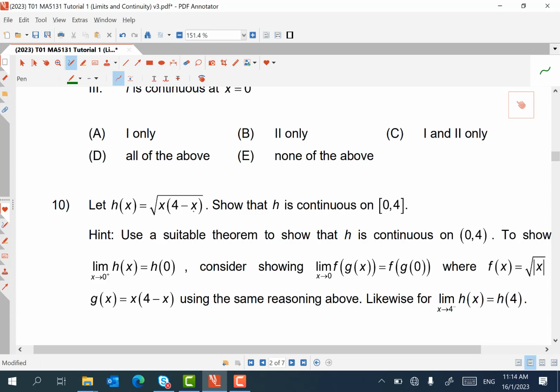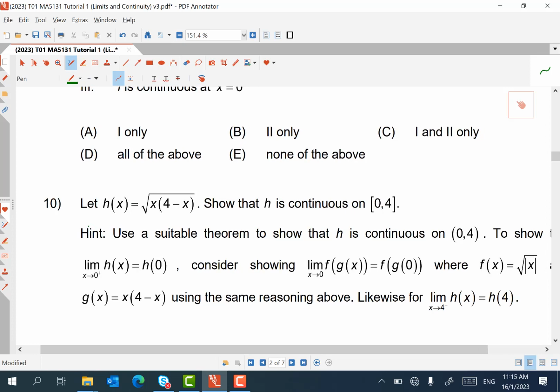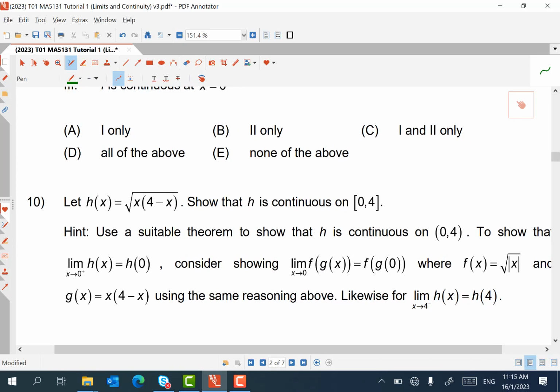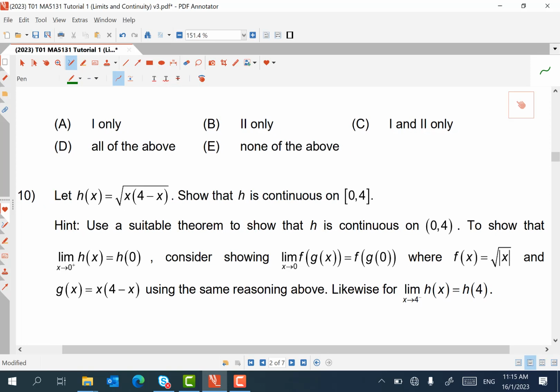x into 4 minus x is continuous. This is polynomial. Square root is also continuous. A composite function where the two functions are continuous is continuous. Yeah, so basically that's it. Just say it only. I'm looking at the hint here, what is it trying to say to me? It's too simple. Yeah, just skip question 10 for now.